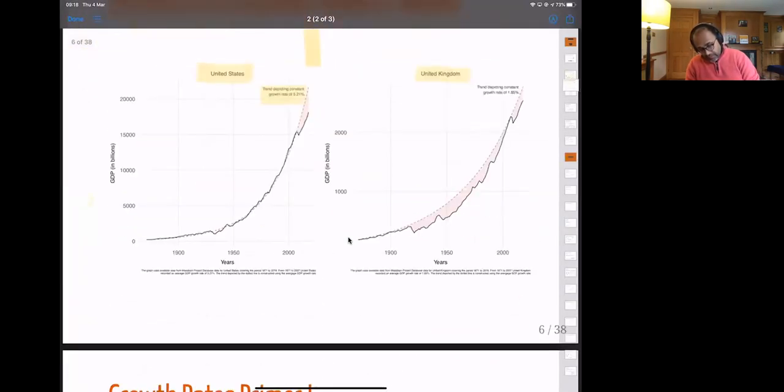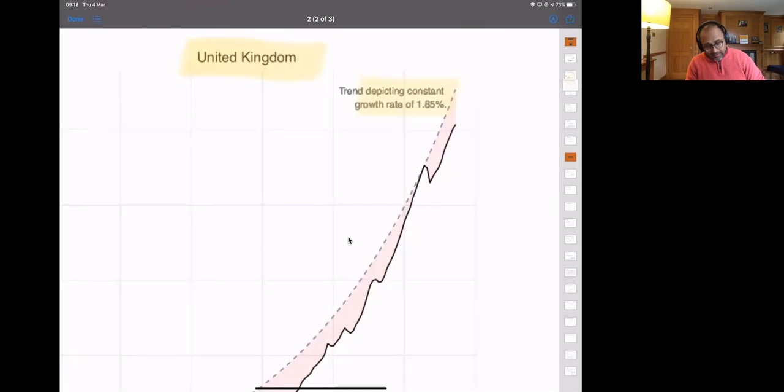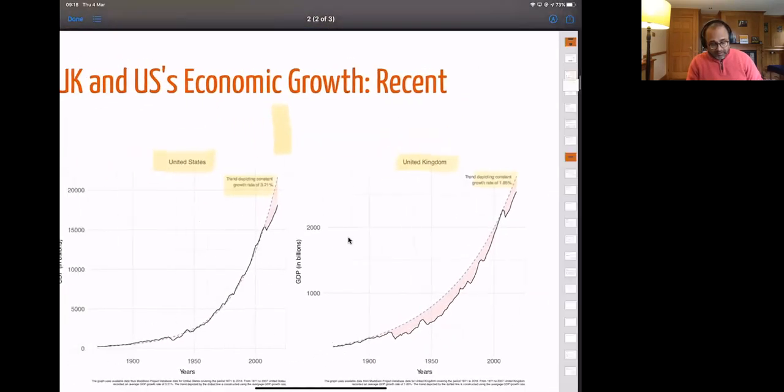it's been 1.85. So it's kind of a bit of a puzzle. Why does the US keep growing at 3%, 3.2% over a 100-year period? And why is the UK growing at 1.8%? And the difference between the two is quite significant.